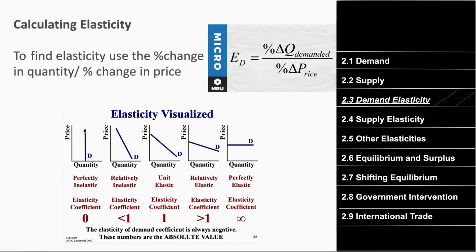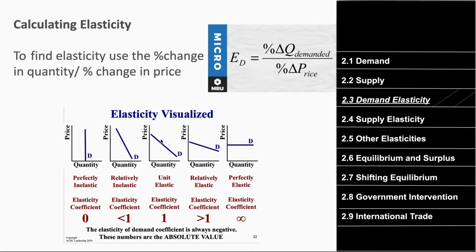Now, here we have different types of elasticities. Here is perfectly inelastic, basically just no matter the price, the quantity stays the same. Its elasticity coefficient would be 0. Here we have relatively inelastic. It's what we talked about earlier. It's just a relatively low value. For the elasticity coefficient, you'll get less than 1.